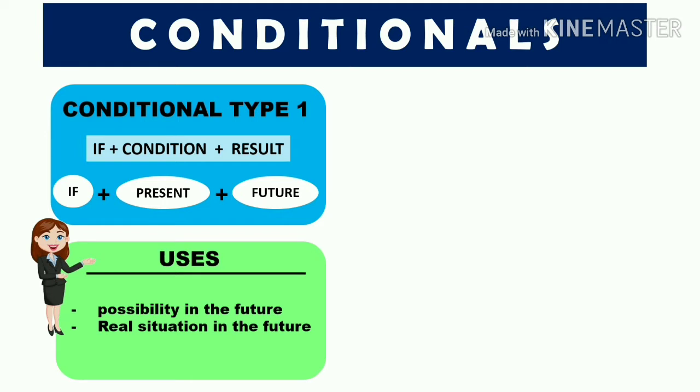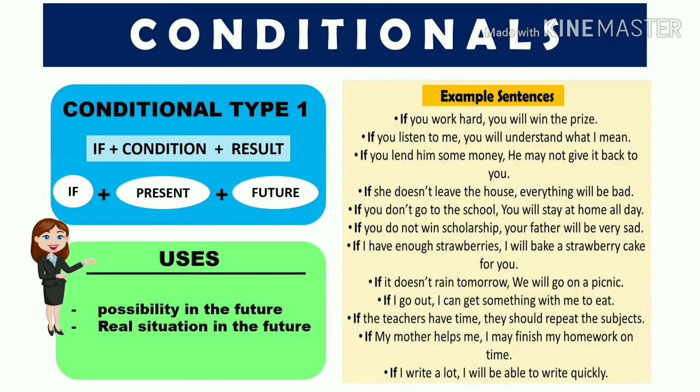The use of conditional type 1 is possibility in the future. If you do something now, you will get a result in the future. A real situation in the future. Some examples: if you work hard, you will win the prize. If plus work in the present, will win in the future.